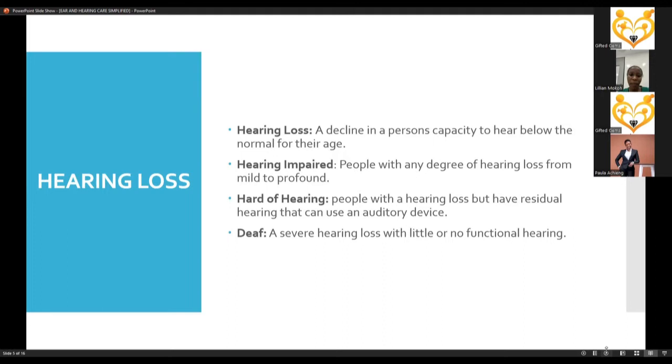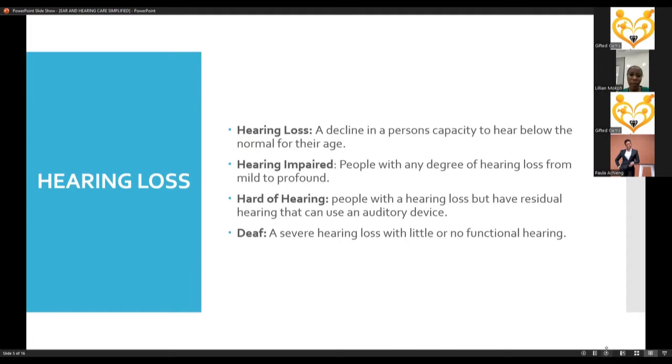A person who has hearing impairment is someone who has a significant degree of hearing loss that can range from mild to profound. So any person, whether you have a very small hearing loss or a very large hearing loss, can be termed a person who is hearing impaired for as long as their level of hearing is below the expected level.